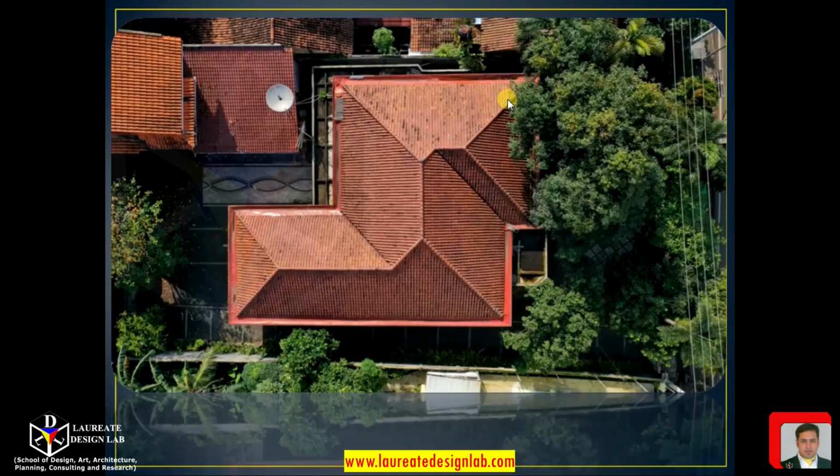Let's move to the next one, in which you can see these are the sloping roof, which is very much common, and you must have studied in the types of the roofs in which we have studied such type of surface structure. Hope you have understood the overall concept.